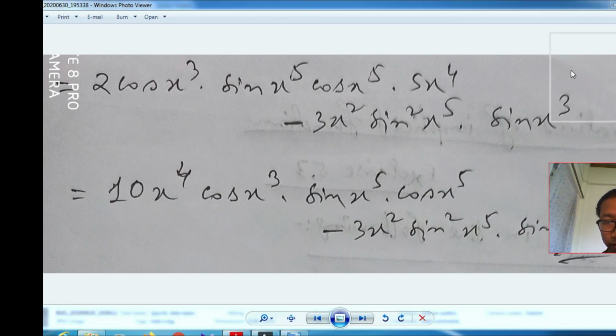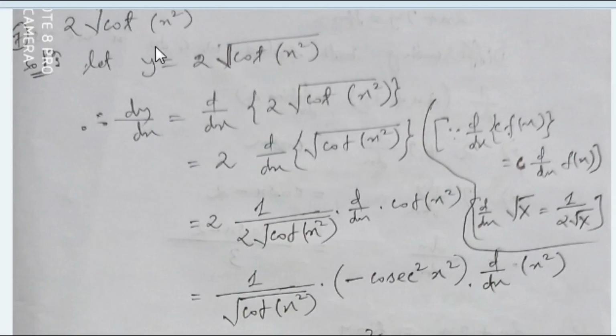Okay, next question is 2 root over cot x square. I have taken here y, as I have taken before also. dy by dx we have to find out, then dy by dx of this part. It is like this, dy by dx of c f x, c is constant, so it will come outside. So in that way 2 I have written here, this part we are going to differentiate. Now you can think it as x, okay, root x, then d dx of root x is 1 by 2 root x, so it will be 2 into 1 by 2 of this, but as it is not x, so that part we are going to differentiate again.